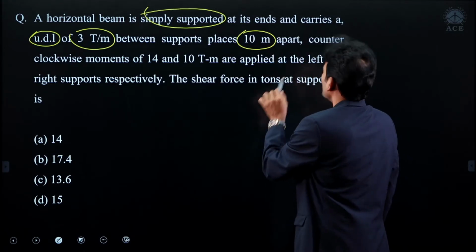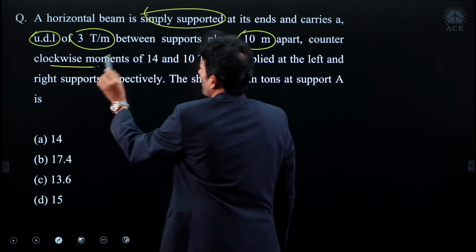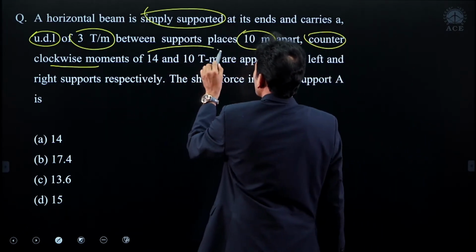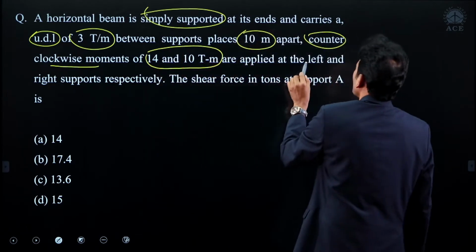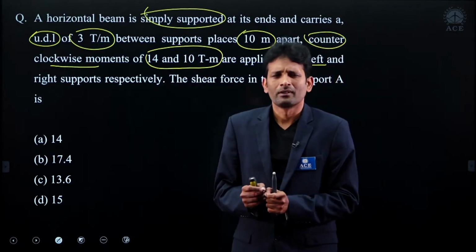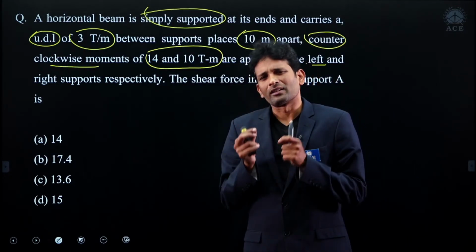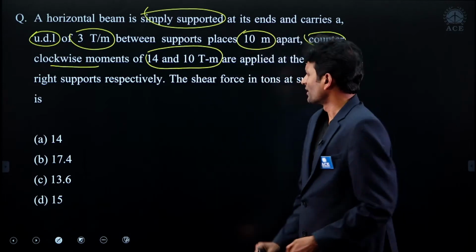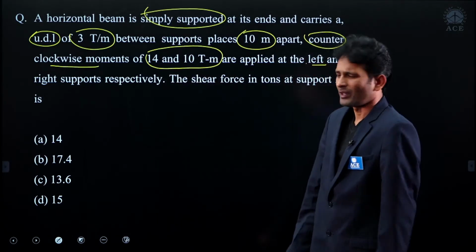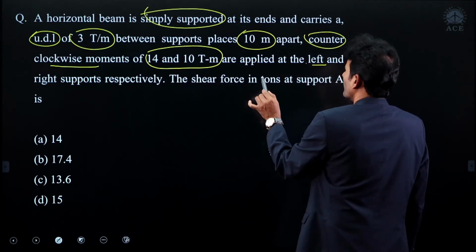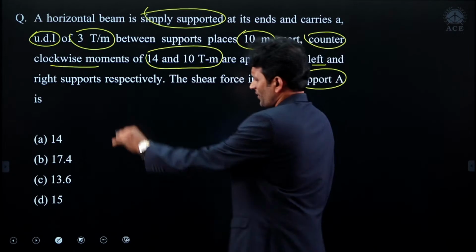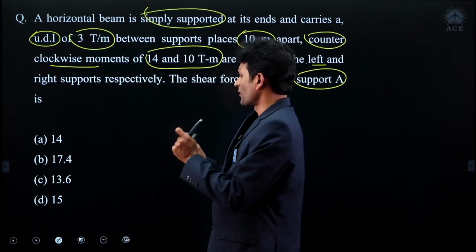In addition to that, counterclockwise moments of 14 and 10 ton meters are applied at the left and right supports. Along with the UDL, counterclockwise concentrated moments are applied at both supports, with magnitudes of 14 as well as 10 ton meters. What we required? We required the shear force, units tons, at support A. Four options are given. Out of these four options, which option is the correct one?